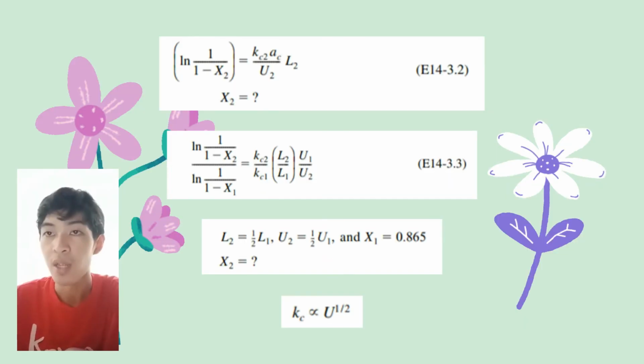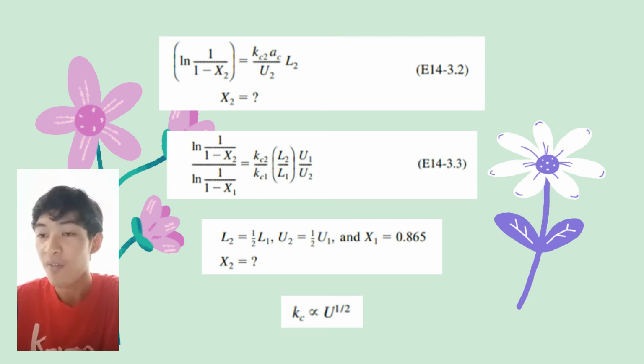For case 2, the divided system, we have this formula. We now take the ratio of case 2 to case 1 and we obtain the formula Kc2 L2 U1 over Kc1 L1 U2. The surface area per unit volume AC is the same for both systems. From the condition, we know that L2 equals 1/2 L1, U2 equals 1/2 U1, and X1 is 0.865, and we don't know X2 yet.